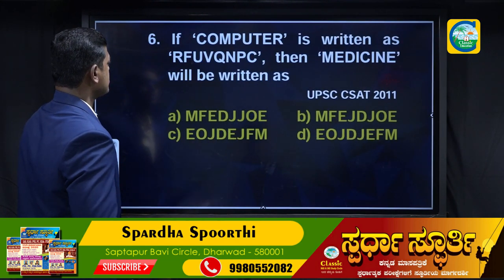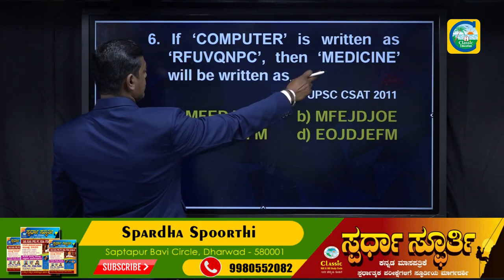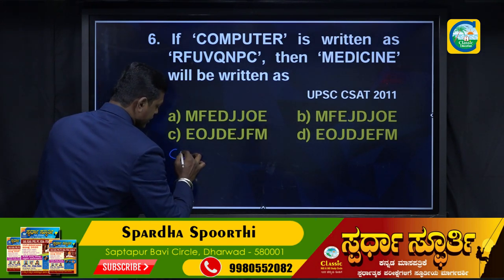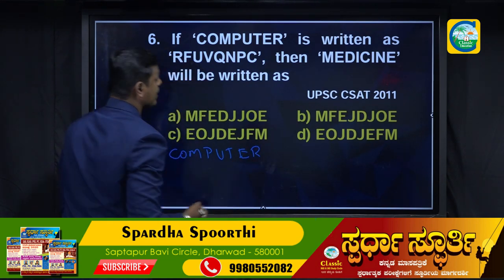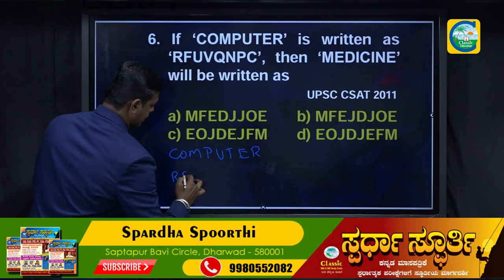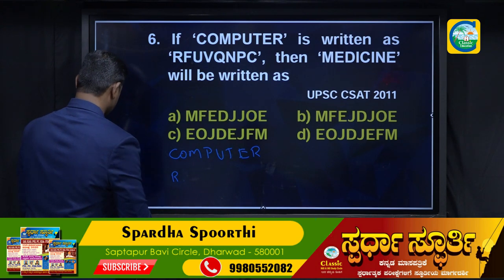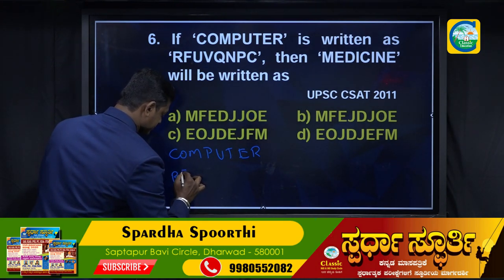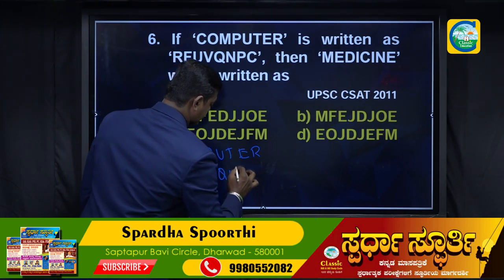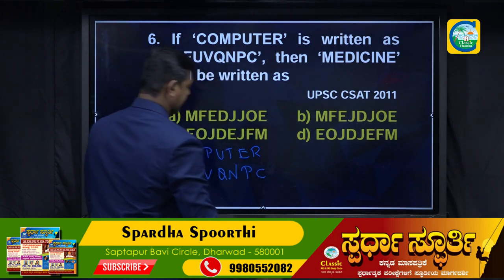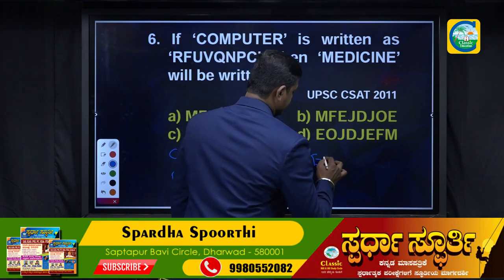Let me see the given computer and medicine here. We are finding the codes. First we'll write down computer and how the code of computer came. Then on the analysis of that, we go for medicine. Computer, the code is RFUVQNPC. So now we are finding the code of medicine.